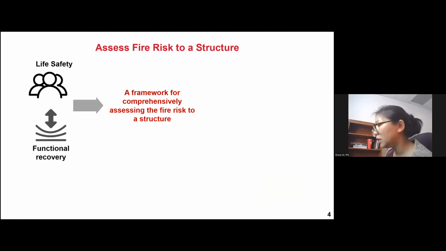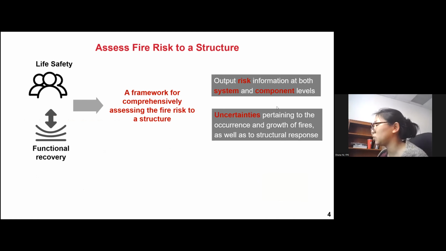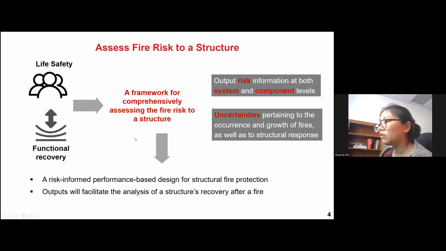So whether for life safety or functional recovery, it requires a framework for comprehensively assessing the fire risk to a structure. For one thing, it can output risk information at both the system and component levels. For another, this framework is supposed to include the uncertainties that come from the occurrence and growth of fire, as well as the structural response. Such a framework will provide a methodology for risk-informed performance-based design for structural fire protection, and its output will also facilitate the analysis of structural recovery after a fire.